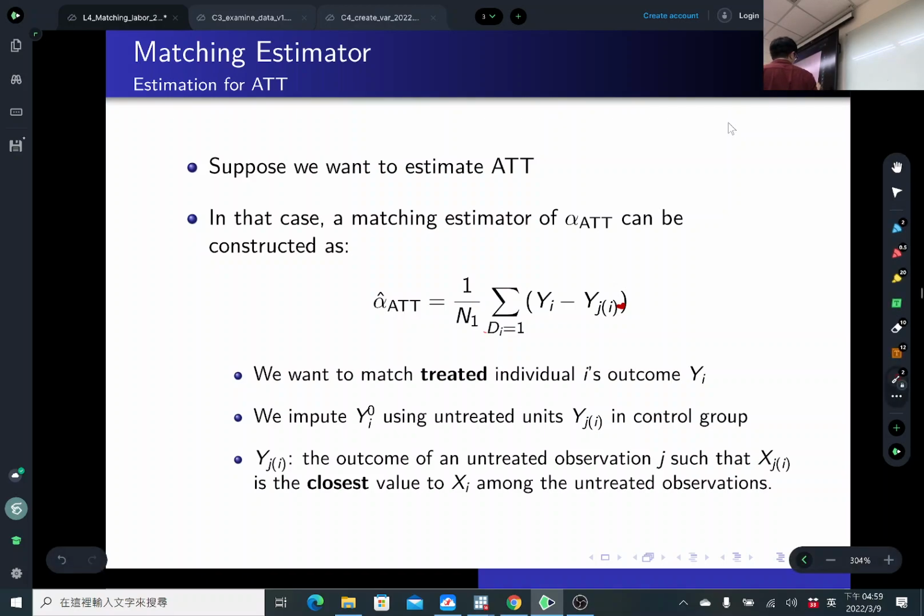So the matching method suggests we can impute the Y0 using the untreated units in the control group. And what kind of control group? What kind of untreated unit? The untreated units that have very similar characteristics. For example, for the treated unit, the observation J in the control group, this individual has very similar characteristics as the individual in the treatment group. They have the same age, for example. And we find this from the control group and use that to match with the treatment group.